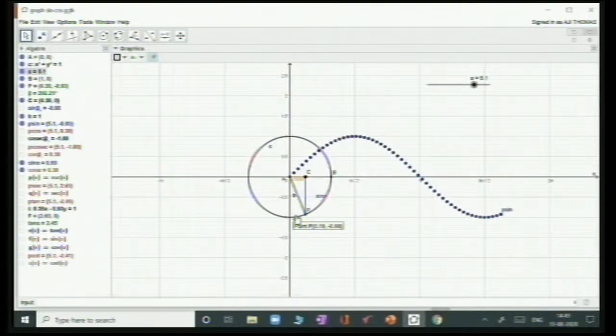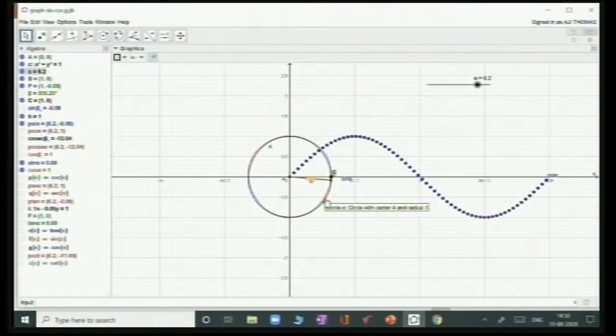After becoming minus 1, it will now increase in the sense that this height is going to decrease. The height is decreasing, but as a numerical value it is increasing, up till when it becomes 0 at 2 pi. So this is how the sine is plotted. Now this will go till infinity. That's why this sine function is defined for every real number.